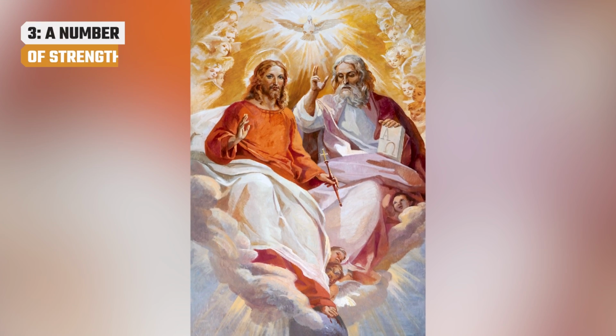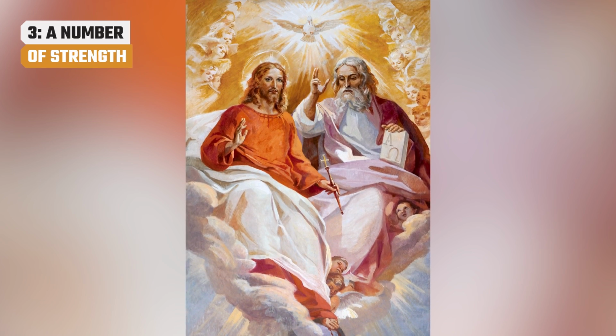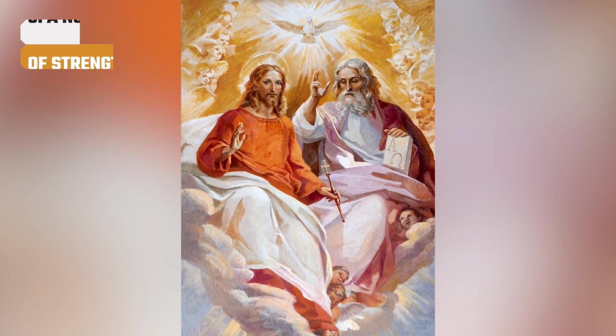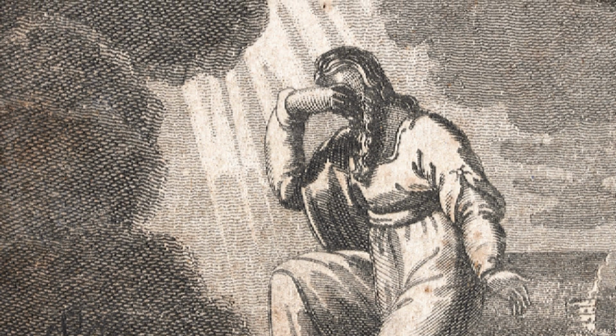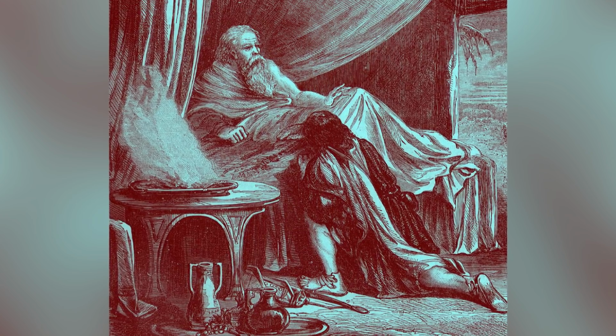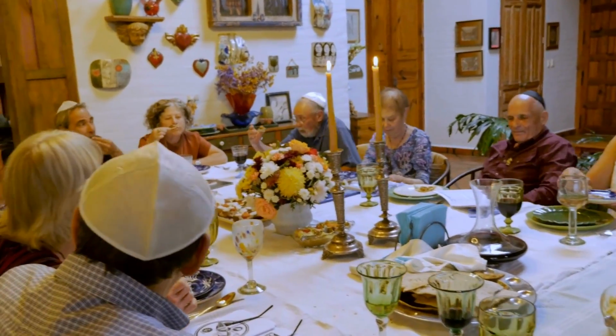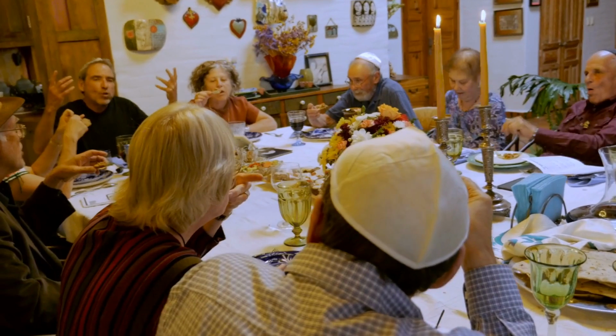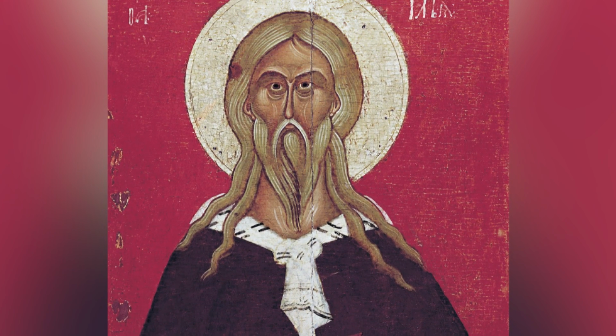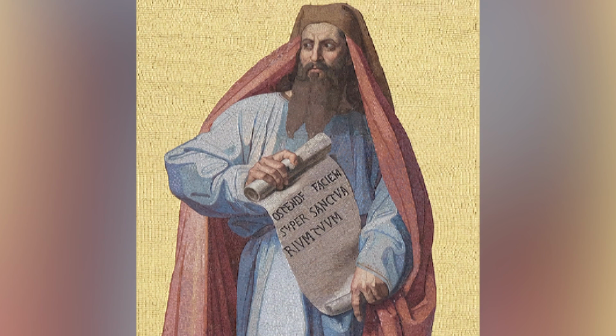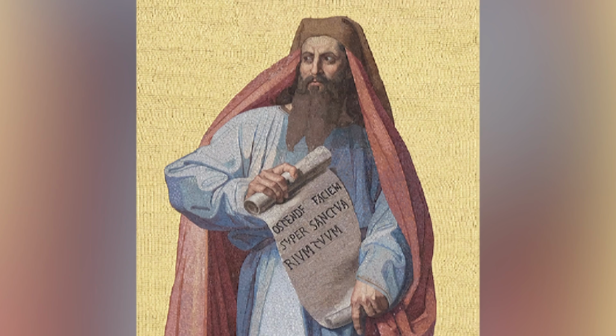The number 3 appears many times throughout the Bible as a symbol of completeness, stability, and strength. Within Judaism, there are 3 patriarchs, Abraham, Isaac, and Jacob. And there are also 3 pilgrimage festivals, Passover, Shavuot, and Sukkot. Furthermore, prophets such as Elijah and Daniel call upon God or pray 3 times to make their requests more effective.